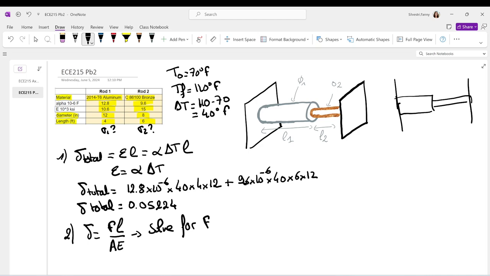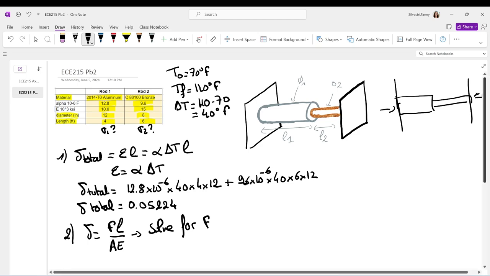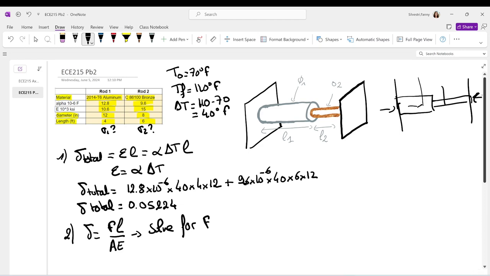And the force F, there's a force that is pushing on both of them, like the walls are pushing on them because they try to expand. If we cut anywhere, there will still be F. Anywhere there will be F. The sigma will be different because the area is different, but the force will be the same.